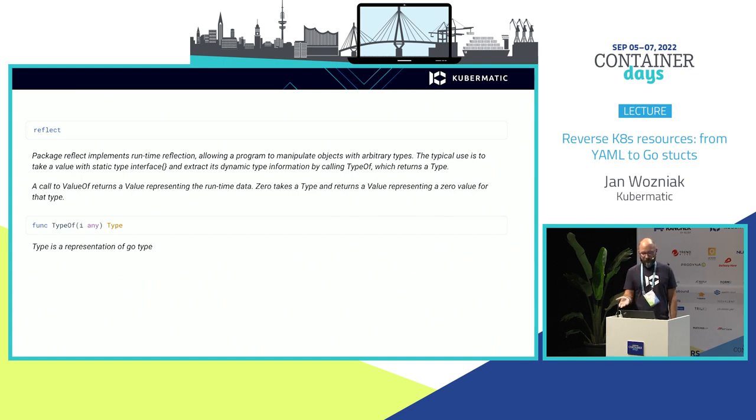So you get any interface, you can call type of or value of to get various properties of the interface and the underlying structure. With type of, you will get the structure and the package that it imports. With value of, you get the actual content of the interface.